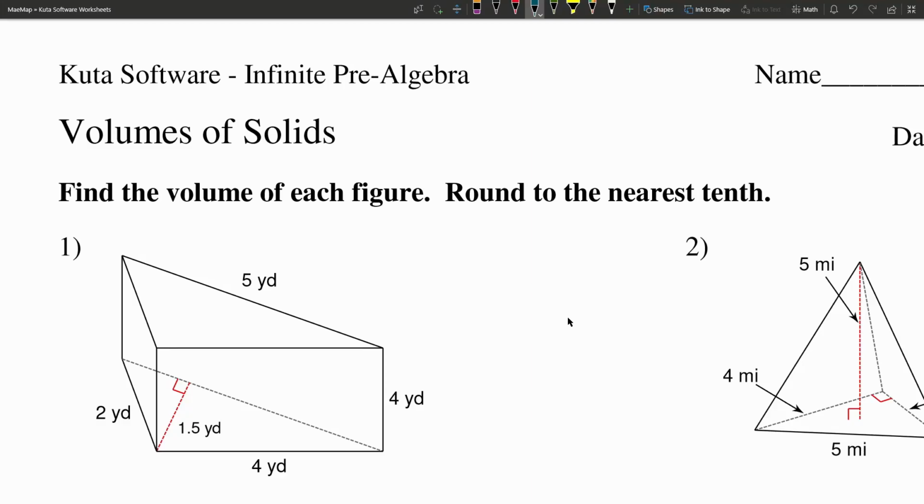In this video, we're going to complete the Kuta Software Infinite Pre-Algebra free worksheet, Volumes of Solids.